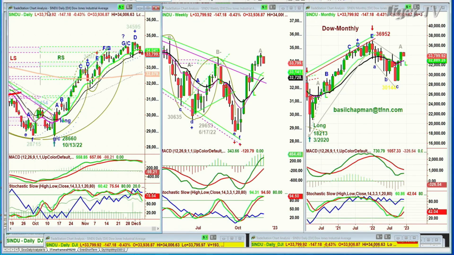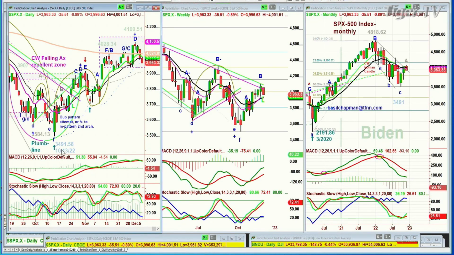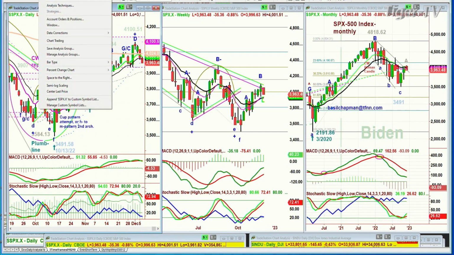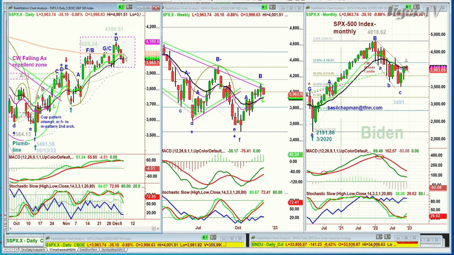I'm getting it. Am I going to do this every day? Okay. Look at that. A much deeper pullback from the 4100.51 high I made four sessions ago. And here we are. Why is it not moving to the right? Oh, man. This is frustrating. Space to the right. I'm not sure how that keeps happening. I'm going to go to 8, which I usually do. There it is. Okay, so we're back.